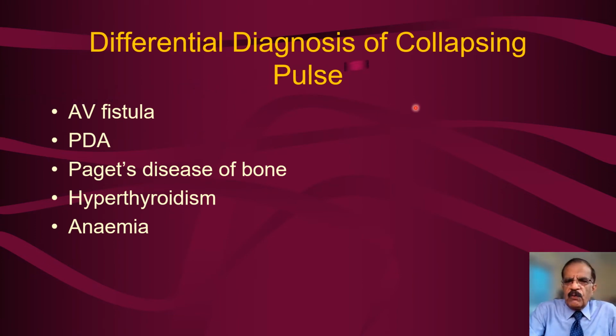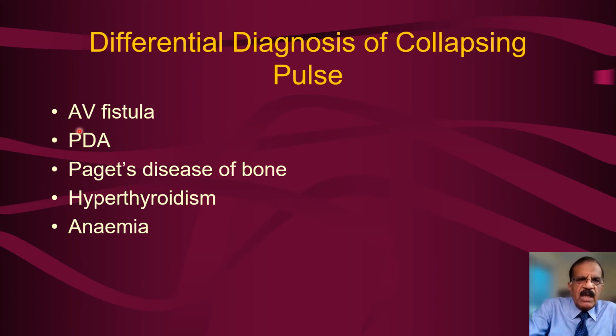Differential diagnosis of collapsing pulse. I think the collapsing pulse is seen in its most typical form in aortic regurgitation. I would call it pathognomonic of aortic regurgitation, but of course there are some conditions which could cause this pulse, which is very much like a murmur of aortic regurgitation.